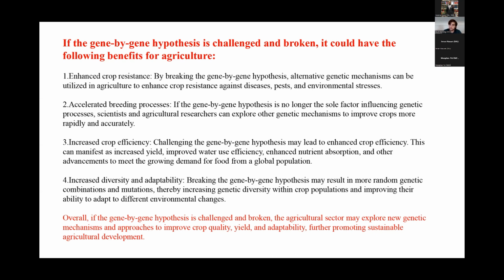And the two, accelerated breeding processes. So if the gene-for-gene hypothesis is no longer the slowing factor influencing genetic processes, scientists and agriculture researchers can explore other genetic mechanisms to improve crops more rapidly and accurately.